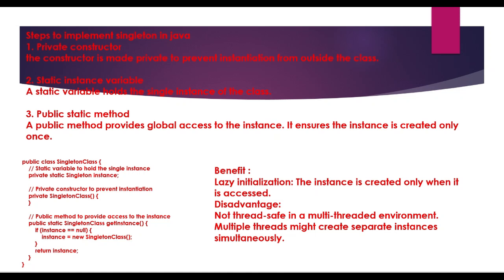like, if you're creating a new instance, then it will definitely create a new instance of that particular object, right? So you should avoid that. You should not allow it. Second, you should create a private static instance variable, which will create that instance of that particular class. Okay, and there should be a public static method, which will provide global access.